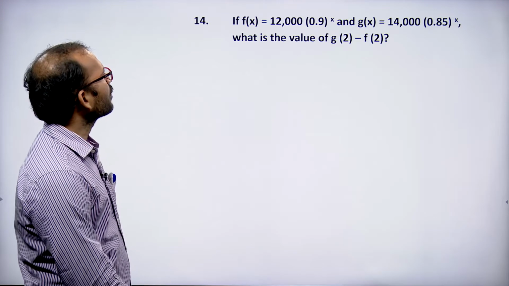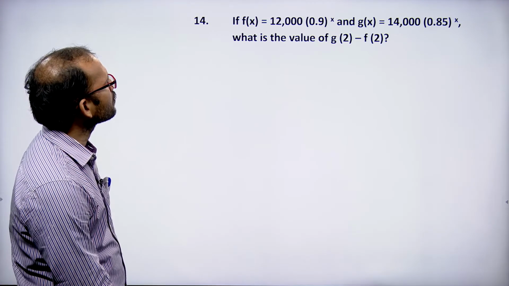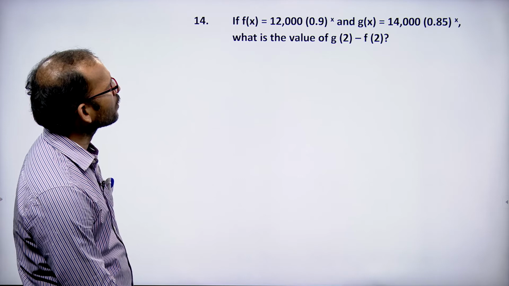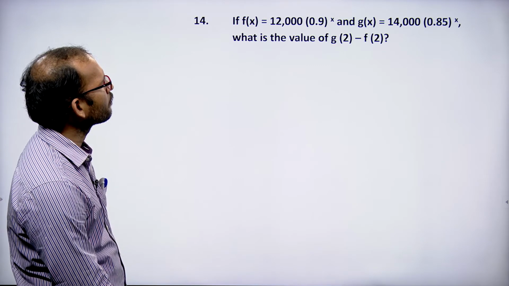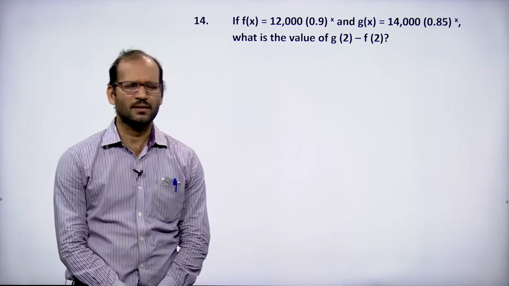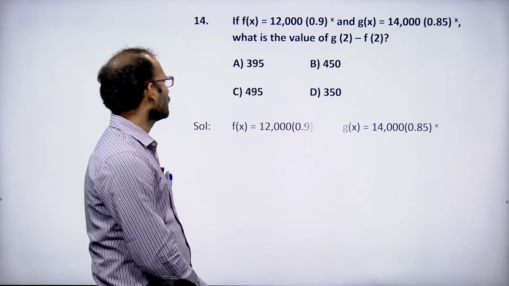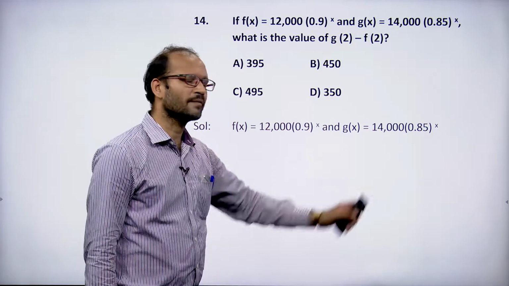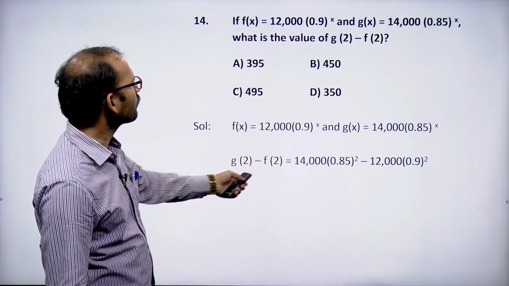Now, if f of x equals 12,000 times 0.9 power x and g of x equals 14,000 times 0.85 power x, what is the value of g of 2 minus f of 2? Okay, this is a simple question. Now f of x is given, g of x is given, right. Next, g of 2 minus f of 2.